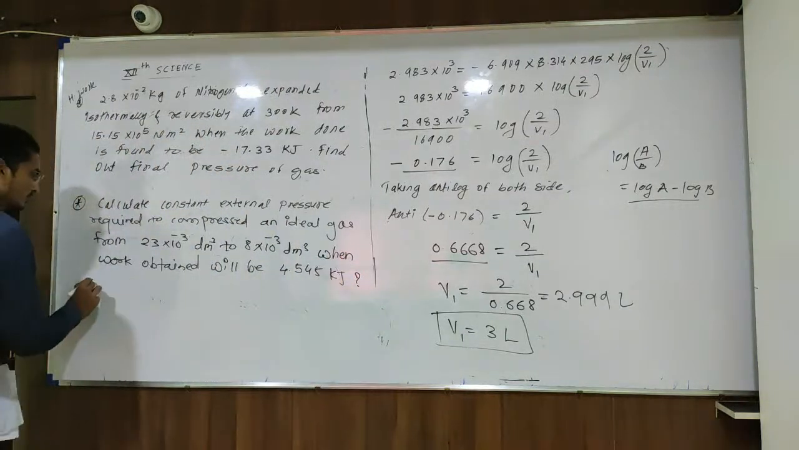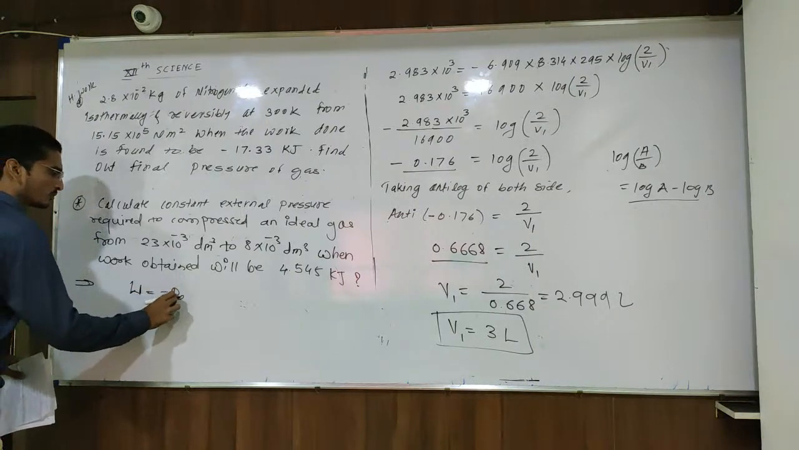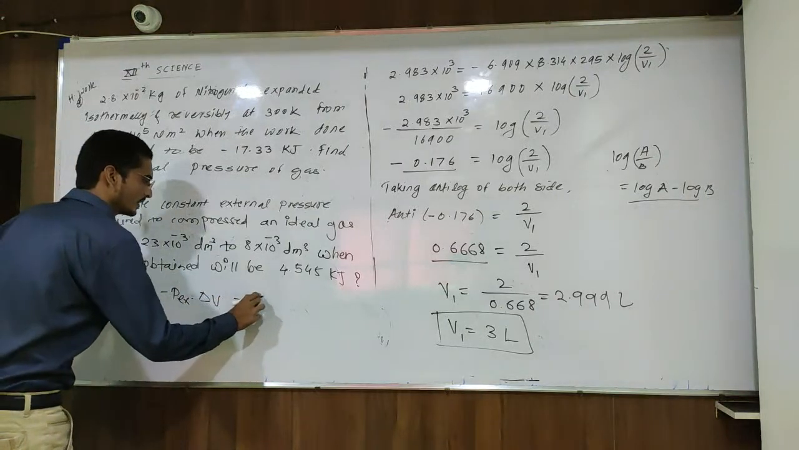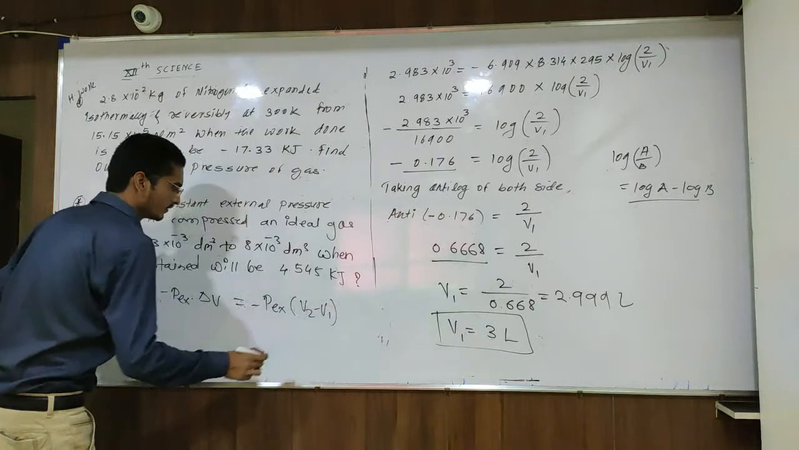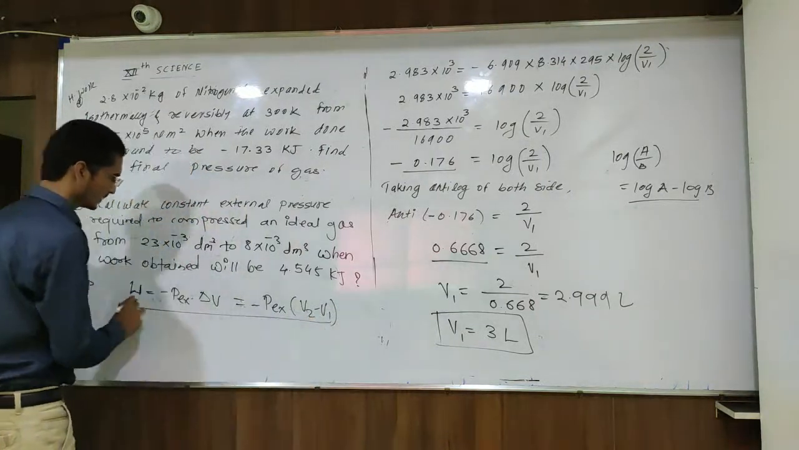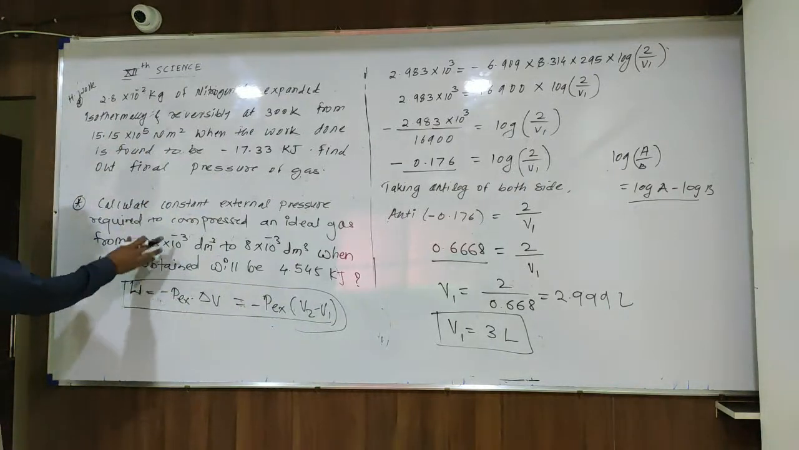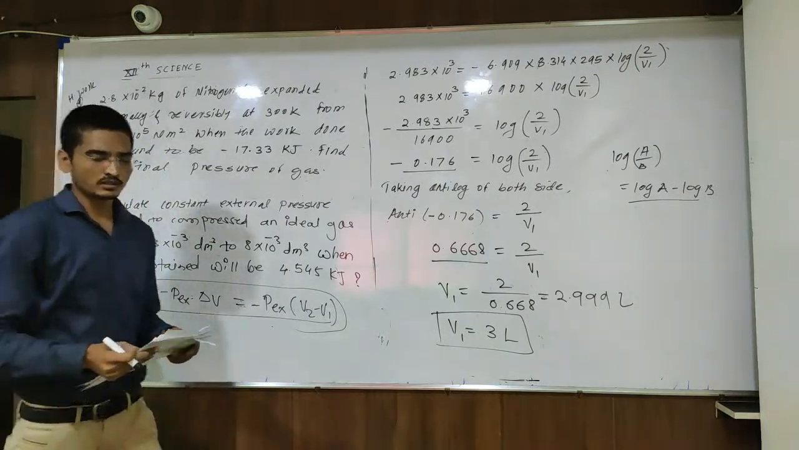Okay, so this problem is based on this formula: P external into delta V. So just putting the value of delta V here, P external into V2 minus V1, and you have to find out the external pressure. Try to solve it at home. This problem is based on the W max equation.